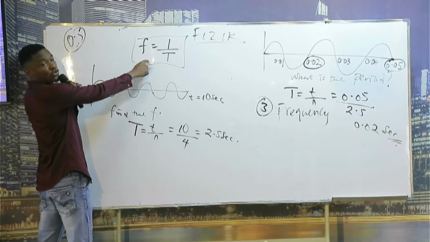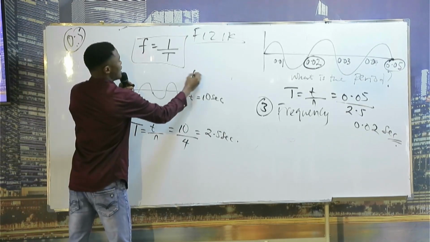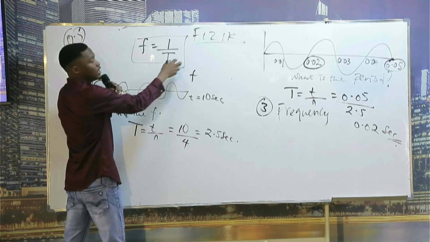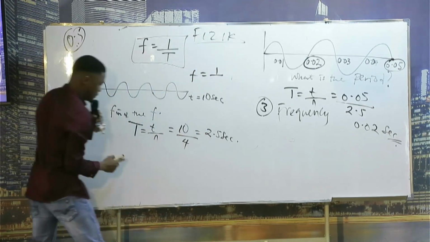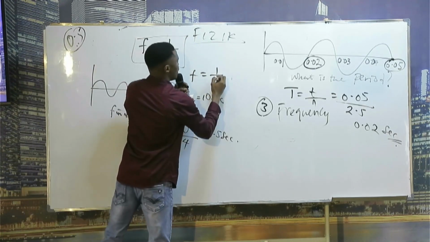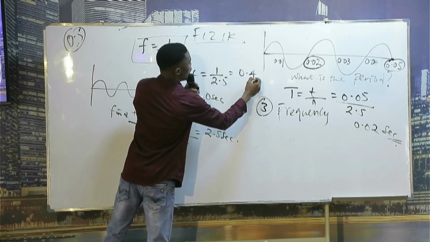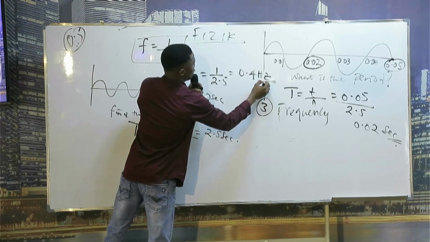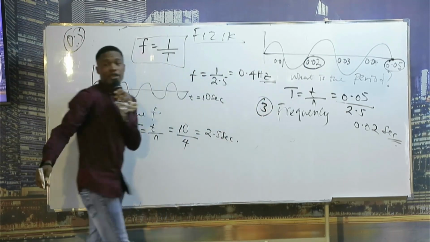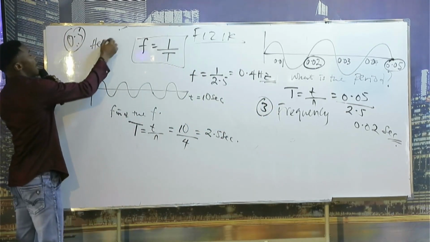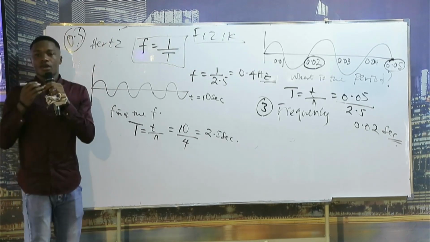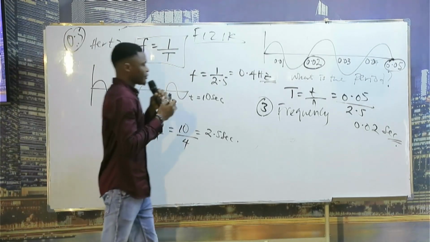So we can now go back to this formula to say that frequency is 1 over big T. So 1 over, what is big T again? 2.5. So 1 divided by 2.5 is 0.4, and the unit is hertz. H-E-R-T-Z. That is a unit of frequency.